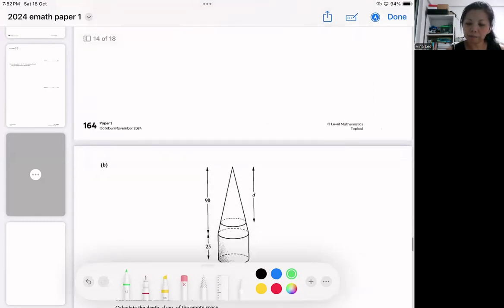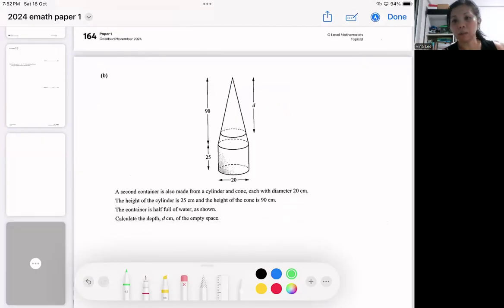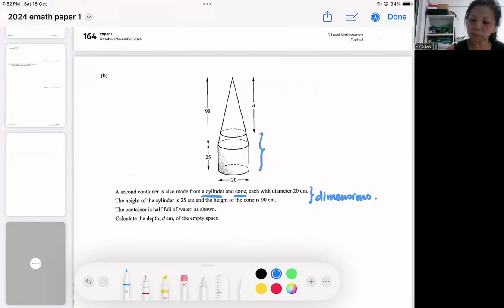In part B, it's a second container. That means it's not the same one. If you look at the second one, it is also the same shape, also a cylinder and a cone. However, the dimensions are different, so you must check the dimensions. The dimensions are given, but it's a different container already. The container is still half full. This amount is half the volume. It's half full with water.